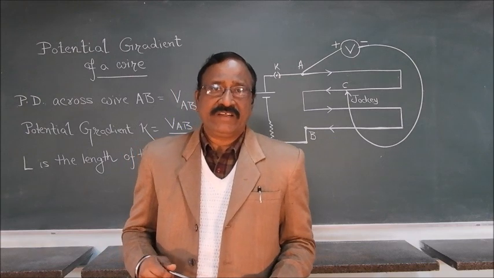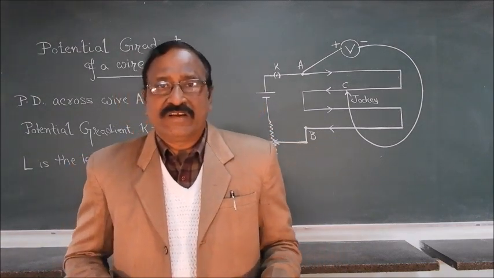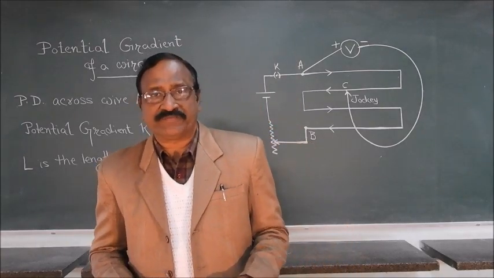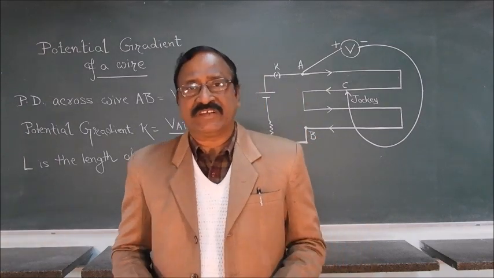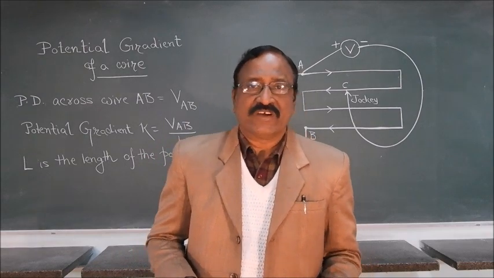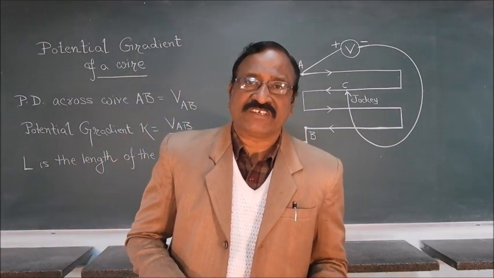Today we learn about potential gradient of a wire. When a current flows through a wire of uniform cross section, when the current is steady, a potential difference develops across its two ends. This potential difference, when divided by the length of the wire, is called potential gradient.